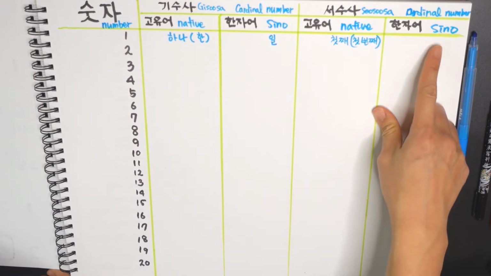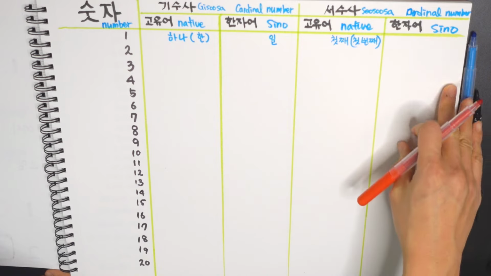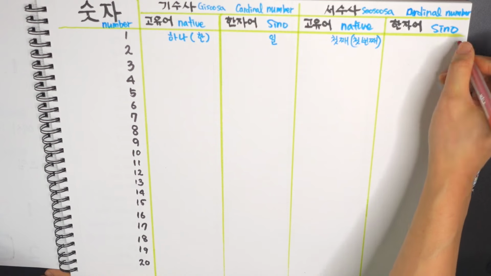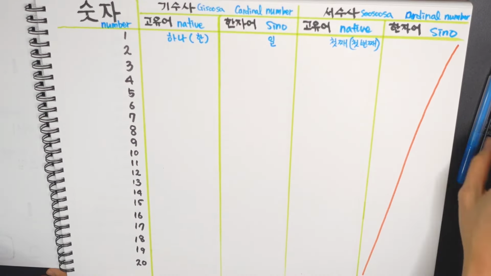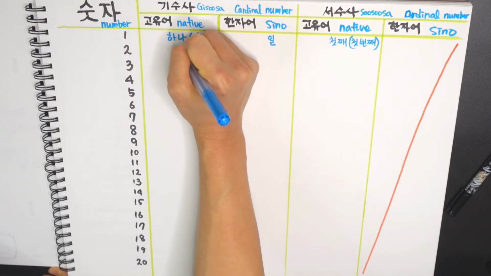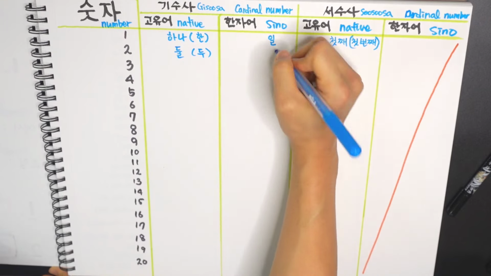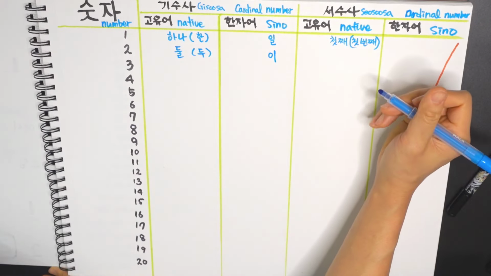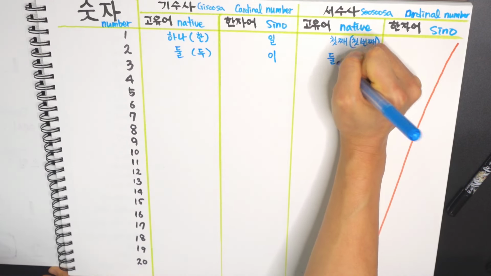And we don't have Sino-Korean number system for ordinal numbers below 99. Okay? So this part, we can just cross everything out. We're just going to be talking about the native number system for ordinal numbers. Okay? And number 2, we have 둘 or 두. And 이 for Sino. And for the second, we have 둘째.